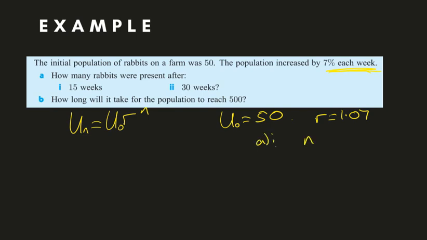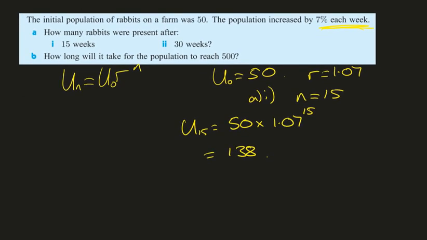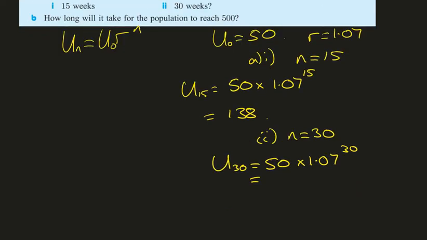So in part A1, we've got n is 15. So if n is 15, then let's set this up. U15 is going to be 50 multiplied by 1.07 to the power of 15. And if we work that out, we're going to get 138. Right, part 2, 30 weeks. So exactly the same information, but this time n is 30. So U of 30 is 50 times 1.07 to the power of 30. Work it out. We're going to have 381.